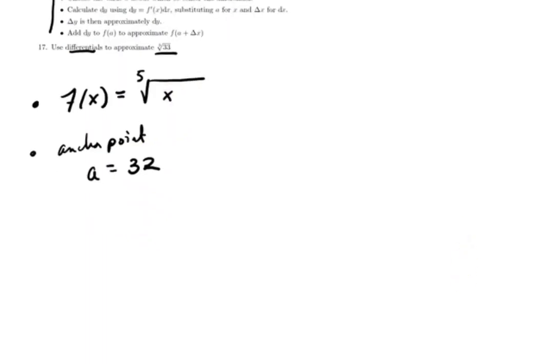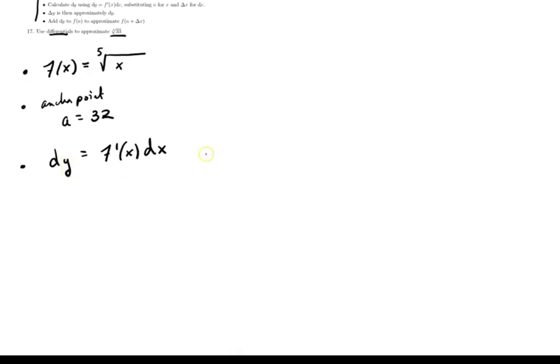Okay? So now what we're going to do is calculate differential y. Well, differential y is equal to f prime of x times differential x. Okay, so let's go ahead and do this computation. So we need to know what f prime of x is. Well, f of x is the fifth root of x, which we could write as x to the 1/5 power.